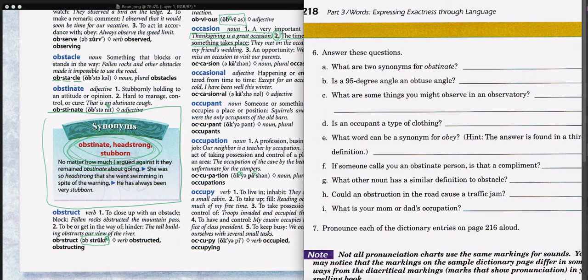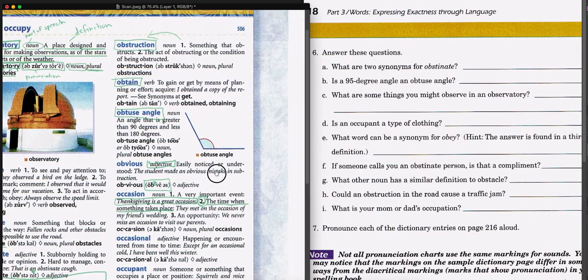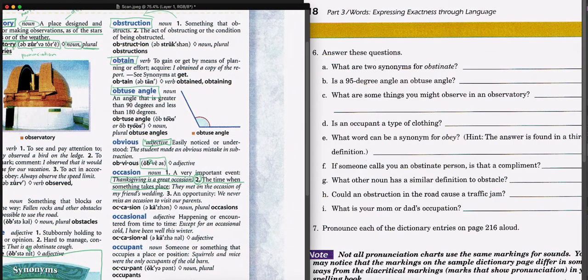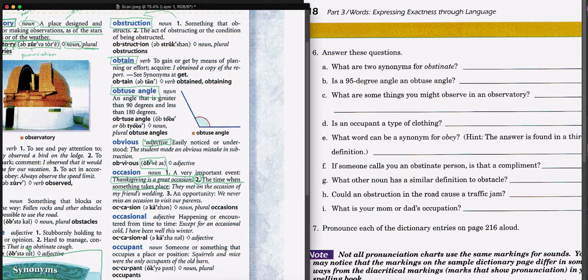All right. Is a 95-degree angle an obtuse angle? Look at obtuse: an angle that is greater than 90 degrees and less than 180 degrees. So it's asking if 95 degrees is an obtuse angle. Looking at the definition, what do you think? Yes or no? And you have to tell me why.